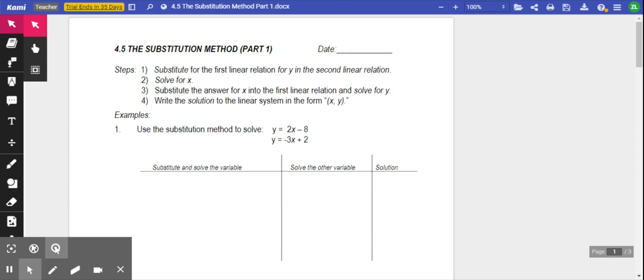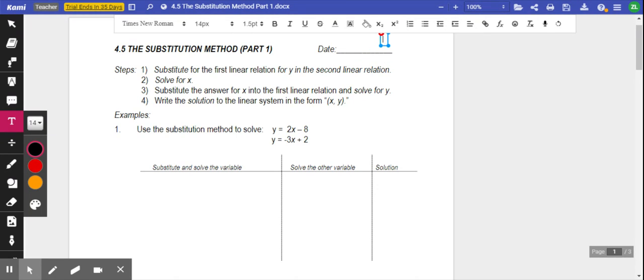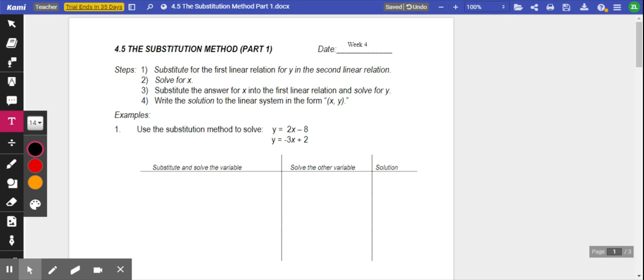Okay, guys, week 4 of distance learning. So we're learning something a little bit new this week. Week 4 of distance learning, and it's called the substitution method.